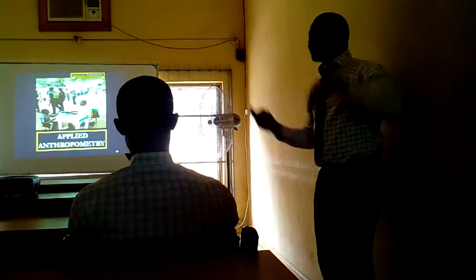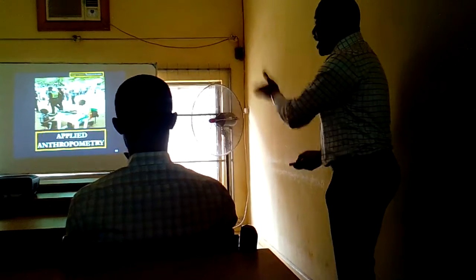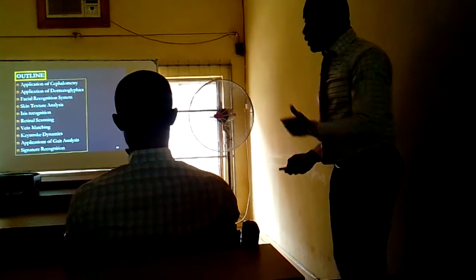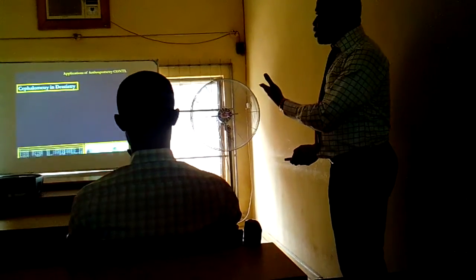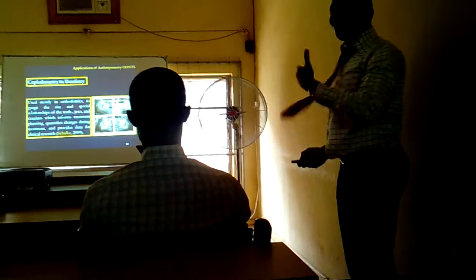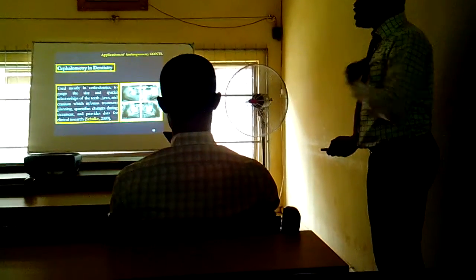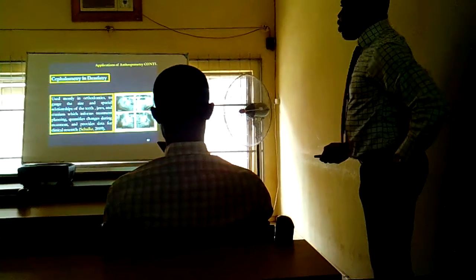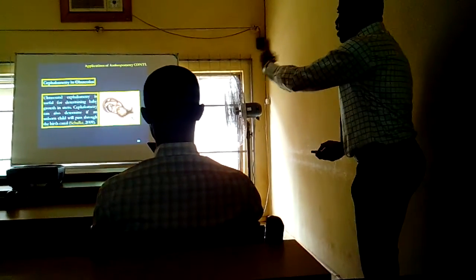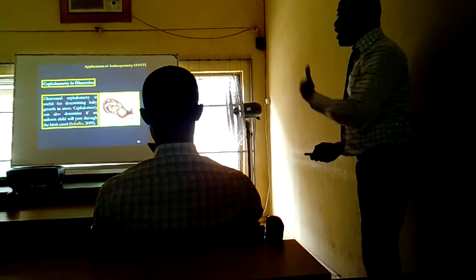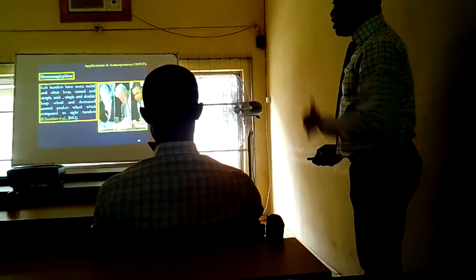Then applied anthropometry. Well, anthropometry has a lot of applications, to the extent that I have to have an outline for it. Now, cephalometry is used in dentistry. It's used mostly in orthodontics to gauge the size and spatial relationship of the teeth and jaws. And in obstetrics, like I said, it can be used to determine the age of a baby, the gestational age.